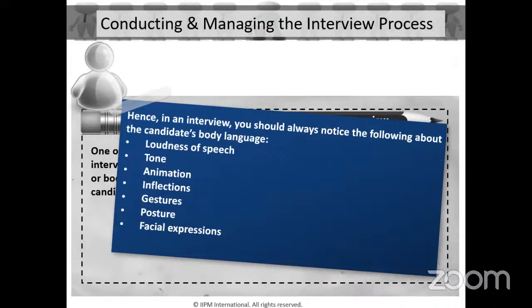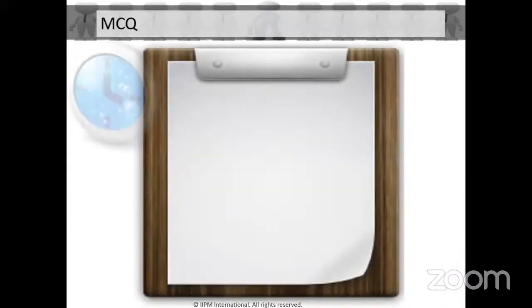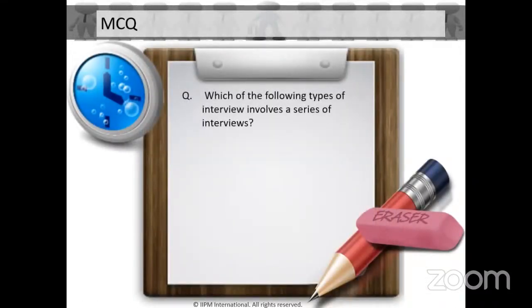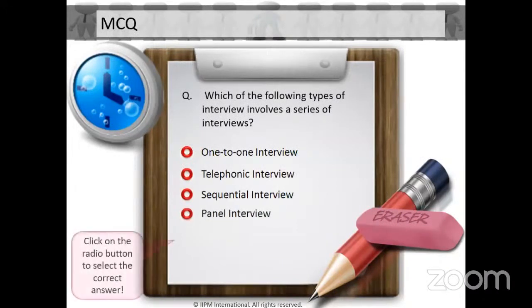Now, let us take a multi-choice question rather. All right, so my question is this: which of the following types of interview involves a series of interviews? Which of these involves a series of interviews? This is to check if we are still together, or if some of you have left me and traveled to some island in your mind. So let me know if you are still with me or if you have left me.